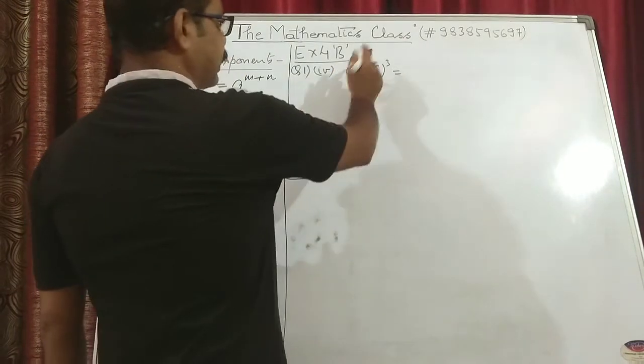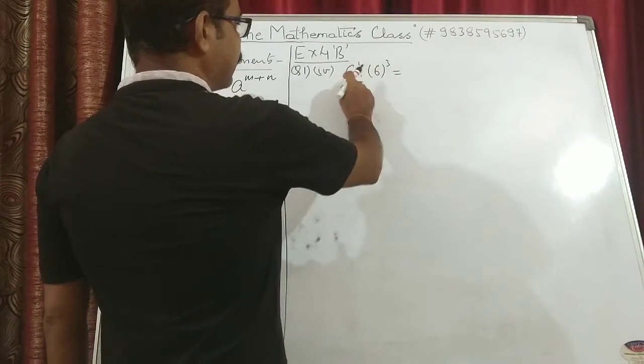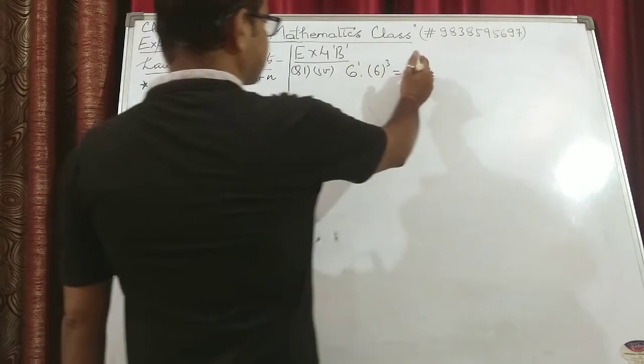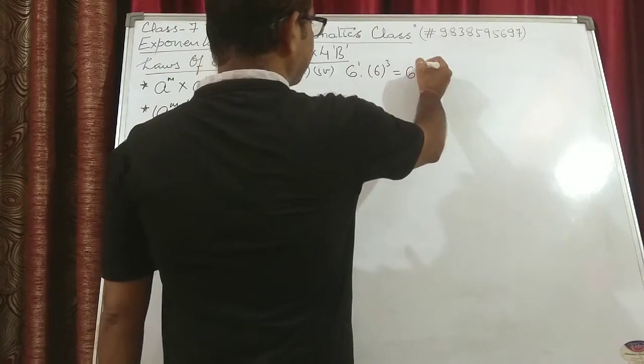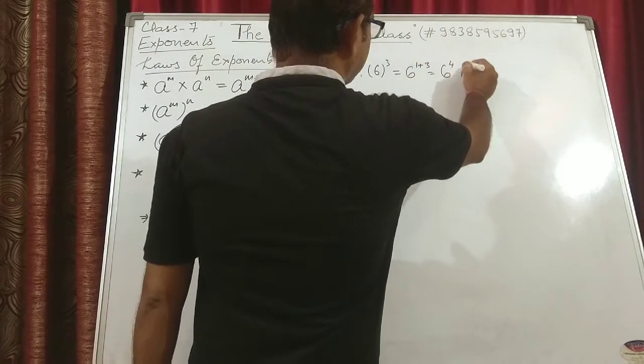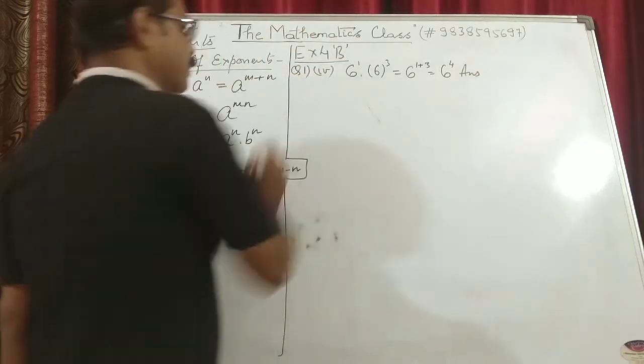Now 6 can be written as 6 to the power 1 and into 6 to the power 3. You know that when the bases are same, powers get added, so it will be 6 to the power 1 plus 3, that is 6 to the power 4. That is the final value.